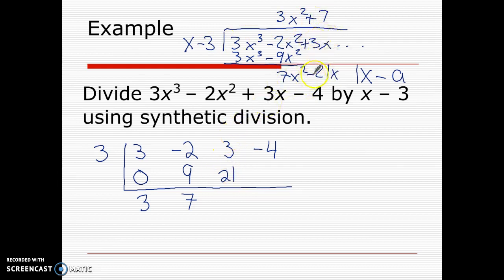So 3 minus negative 21 is 24. 3 plus 21 is 24. Okay. 3 times 24 is 72. And negative 4 plus 72 is 68. Okay. And this is our remainder.